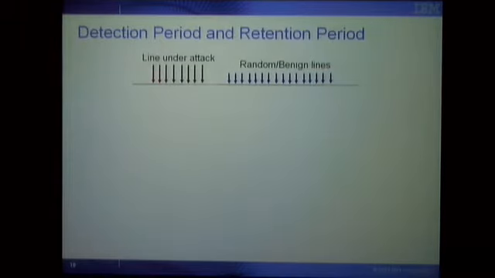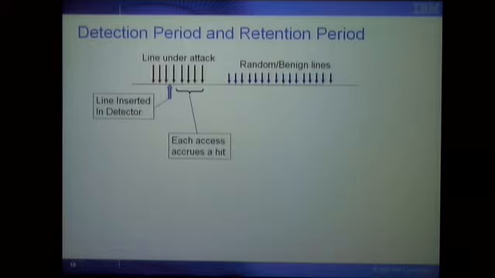So let's say you're writing an attack line. The big arrows are attack lines, the small arrows are random lines that are not being attacked. When you're attacking a line again and again, the first few times the line will not get inserted into the detector. After a while, it will get inserted. All the hits after the line gets inserted occur as a hit in the detector.